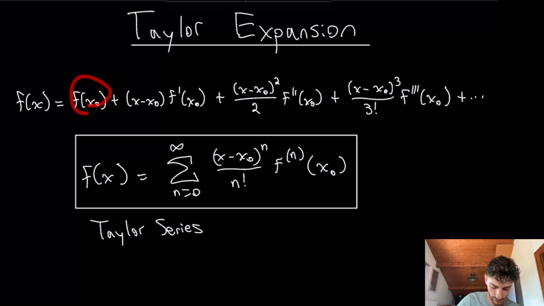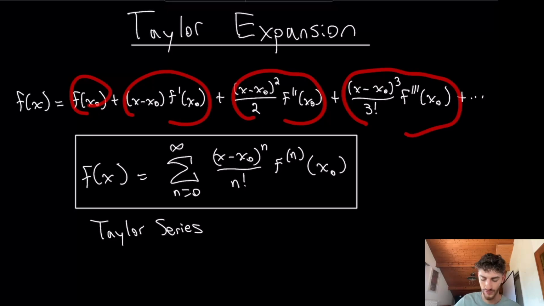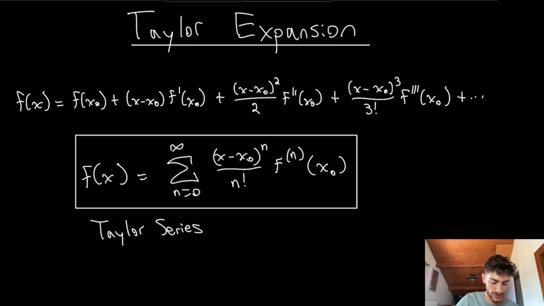You take some function f at x and you can break it down into a sum of these terms. They follow a pattern. You start with the function at some reference point, x naught. The next term is x minus x naught times the derivative of f at x naught. The third term is x minus x naught squared divided by 2, multiplied by the second derivative of f at x naught. And you do it again: x minus x naught to the power of 3 divided by 3 factorial, and then the triple derivative of f at x naught. And you keep continuing this pattern.